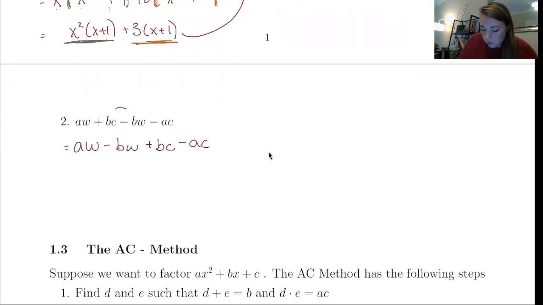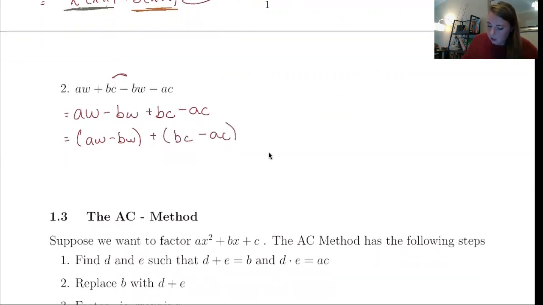And all they did is they just switched the places of these two terms because addition is commutative. So A plus B is B plus A. And we can think of that negative as incorporated into BW. Okay, great. So now I'm going to group AW minus BW plus BC minus AC. I'm not using all the colors that we did before. So I've grouped.